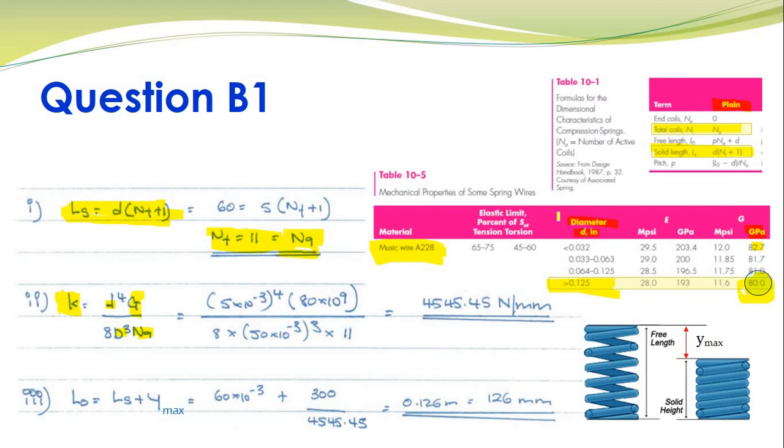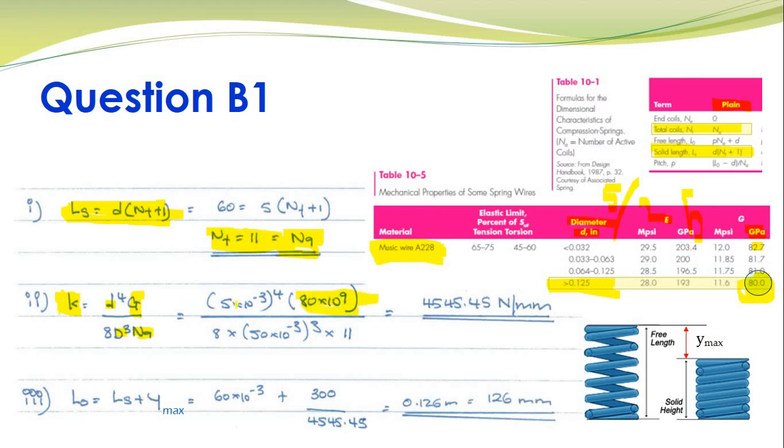Again, when you refer to this table, whatever spring wire diameter was given, you have to divide it by 25, because that's how we convert mm to inches. So here I have done 5 divided by 25, and I got a value of 0.2. I have to see where this falls. 0.2 is greater than this, and therefore modulus of rigidity is 80. So that's how this 80 is brought over here.